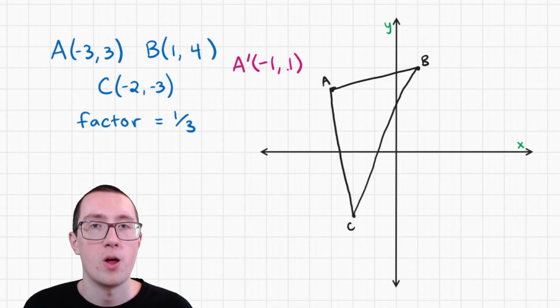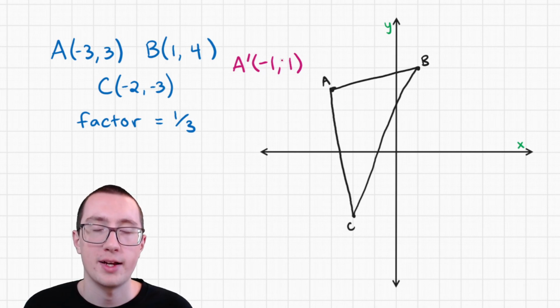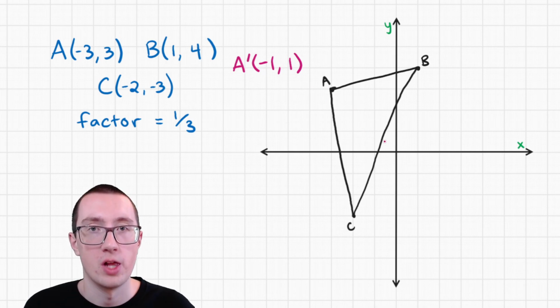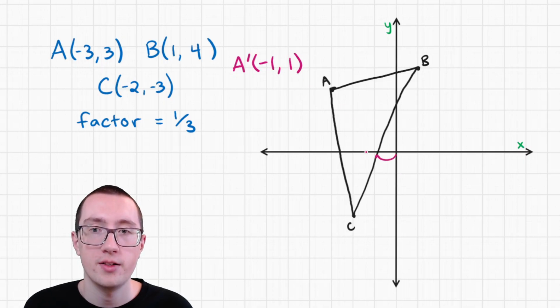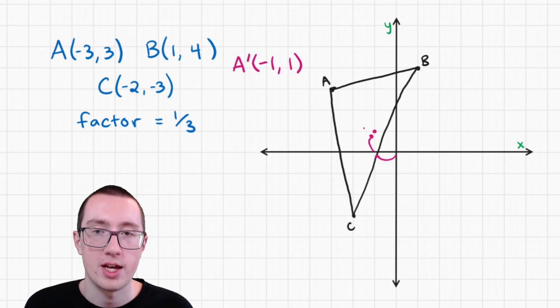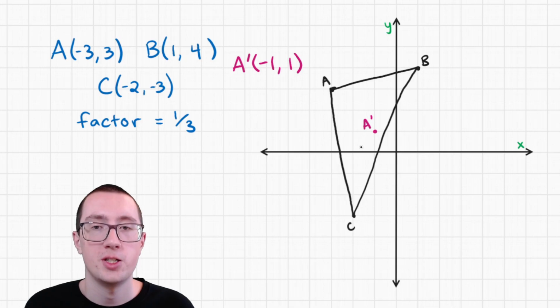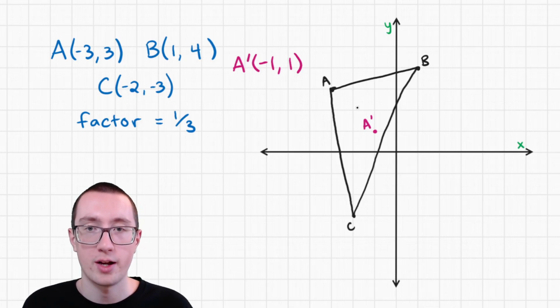So let's go ahead and plot this point. -1 for x, that means we need to move to the left because negative numbers go to the left. So to the left 1 square. And then +1 for y, so we need to move 1 square upward. And this is going to be A prime. And just as a sanity check, yes, this makes sense. A is still in the top left of the graph, but we've now shrunk it down closer to the middle.